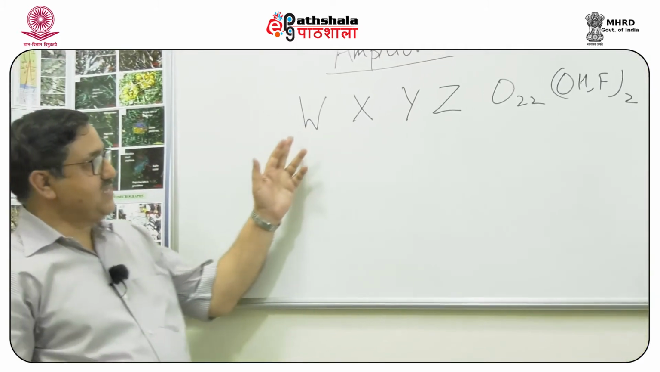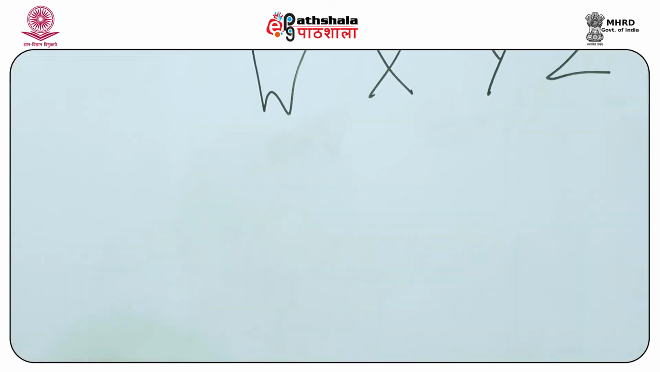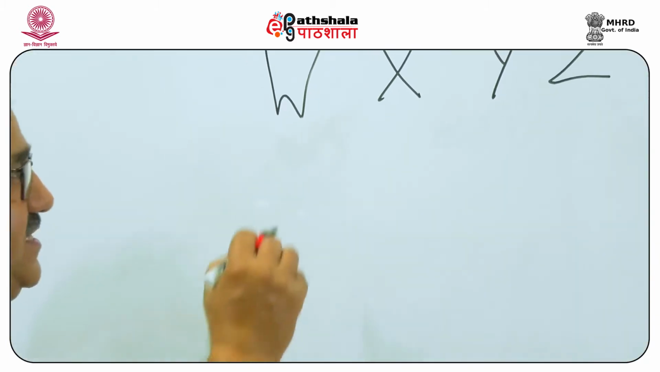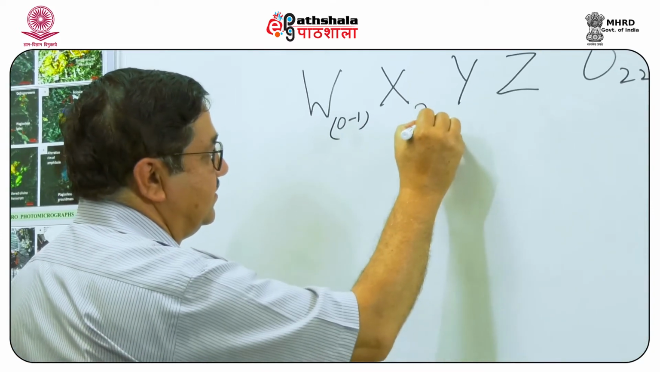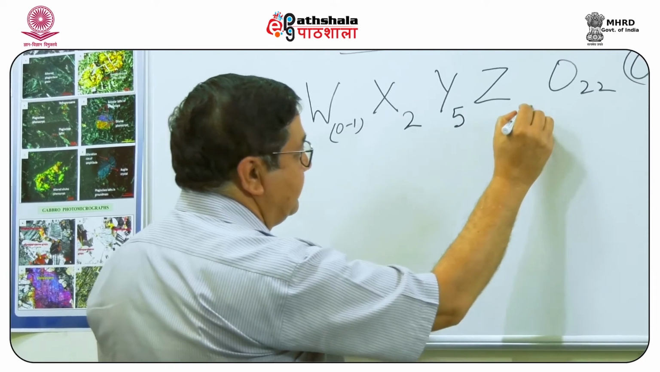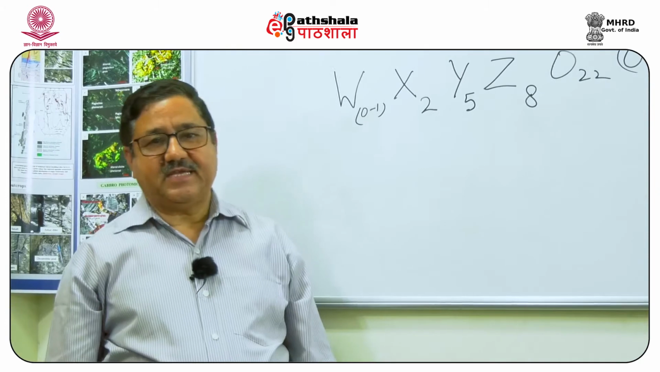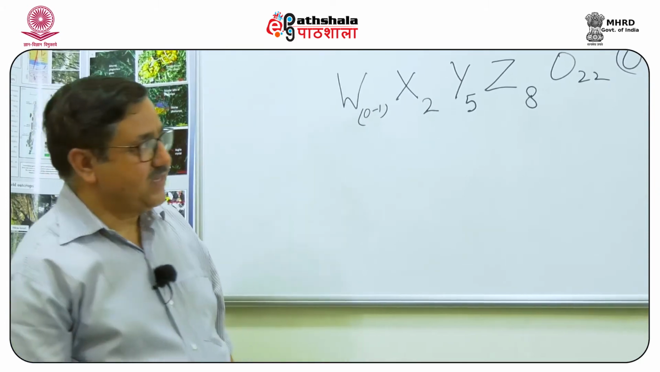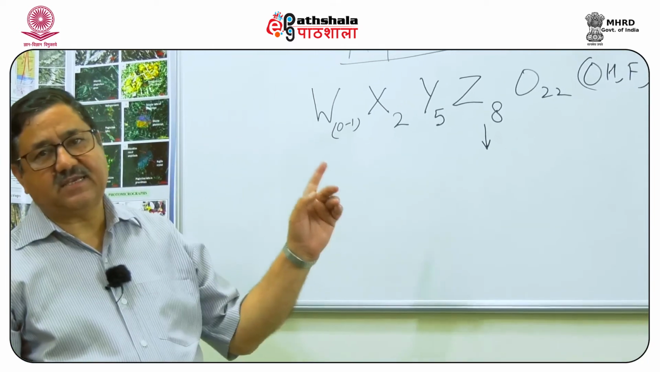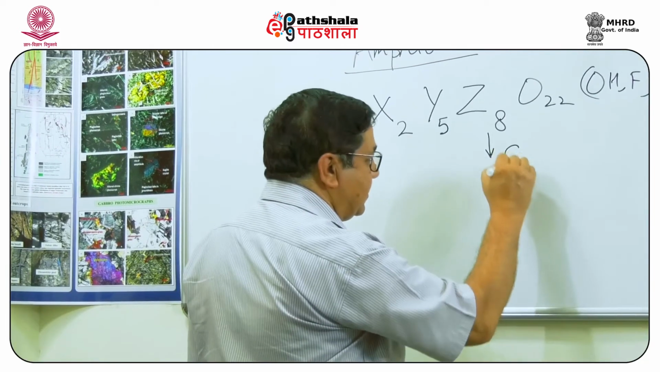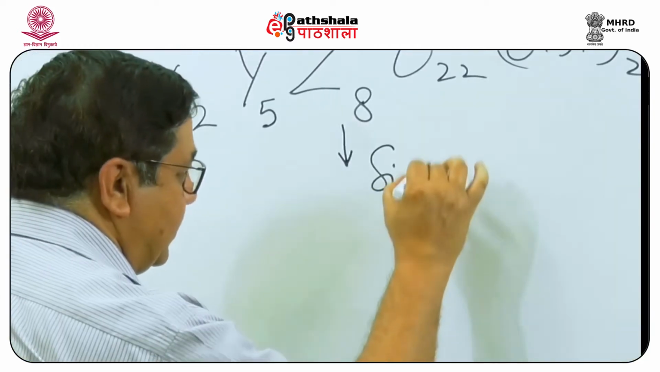Now, as you see, I have maintained some distances between these letters. Now we will fill the spaces in between. This is 0 to 1, this is 2, this is 5 and this is 8. Now these letters represent different sets of cations. If we start with the lowest coordination number, then this represents dominantly silicon and, with silicon, aluminium.